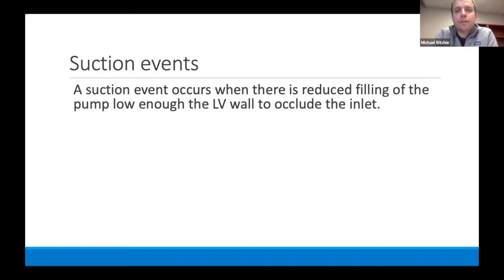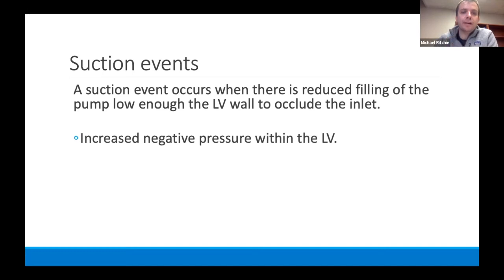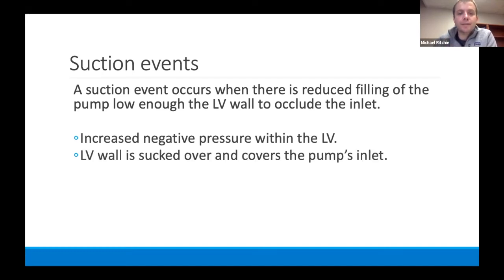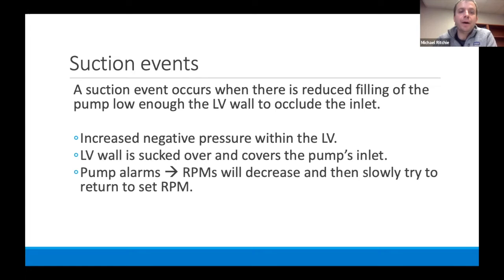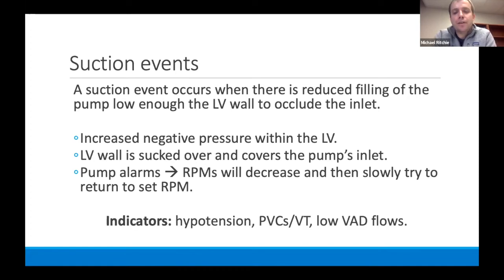A suction event occurs when there's reduced filling of the pump low enough to have the LV wall occlude the inlet. The increased negative pressure within the LV causes the left ventricular wall to suck over and cover the pump's inlet. The pump then alarms. The RPMs are already set to decrease, and then they'll slowly increase, trying to maintain the flows that it's set to maintain. Indicators that you're having it: the pump will alarm, but you'll usually see hypotension, PVCs and even VTAC, and you'll see low VAD flows before it occurs, so you know that you're having issues with suction.